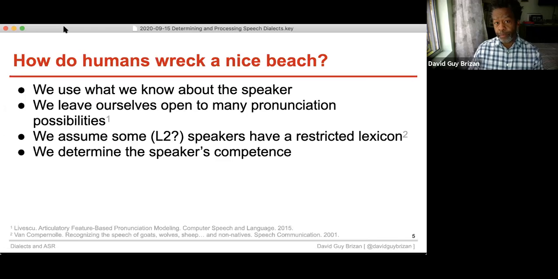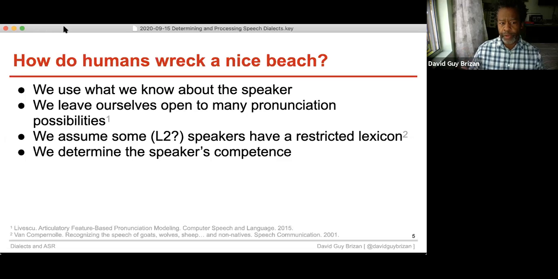So how do we as human beings recognize speech? Anyone who's listened to enough American English has no problem listening to the Boston dialect and understanding what they're saying. Well, we do a couple of things. We use what we know about the speaker. So I deliberately said, for example, that the person who was speaking, his name was Guo Zinan. If you know anything about the name, it's actually a Chinese name. So he's from that part of the world. So I was sort of priming you to expect an accent at that point in time.